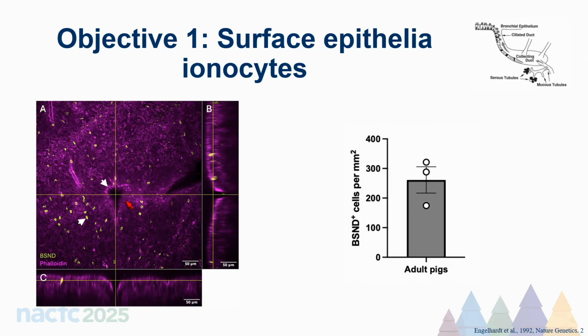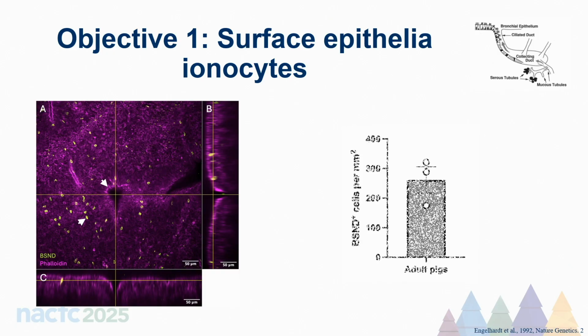We have started to quantify these BSND-positive cells in the surface epithelia. As of now, these are very low-end values, but we are seeing around 250 BSND-positive cells per millimeter squared in the surface epithelia in the large airway. These results are similar to what Dr. Shah has published in recent years, so one less contradiction in the field, but we're still early in that process.